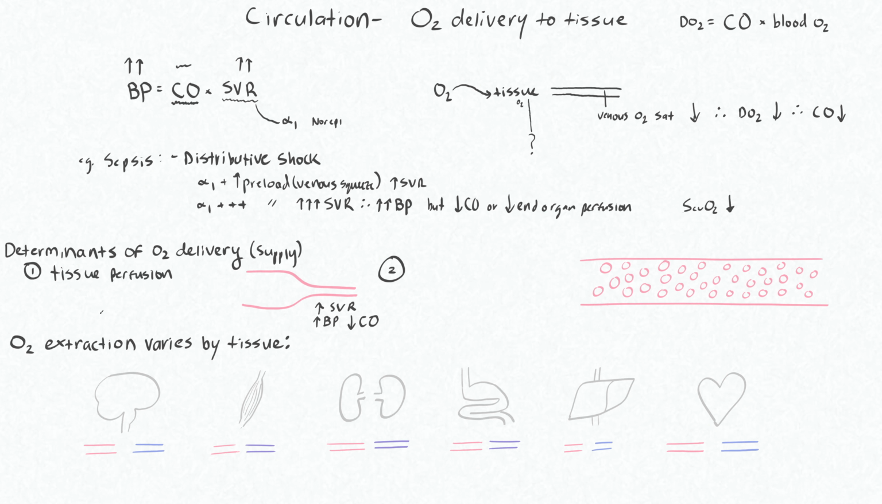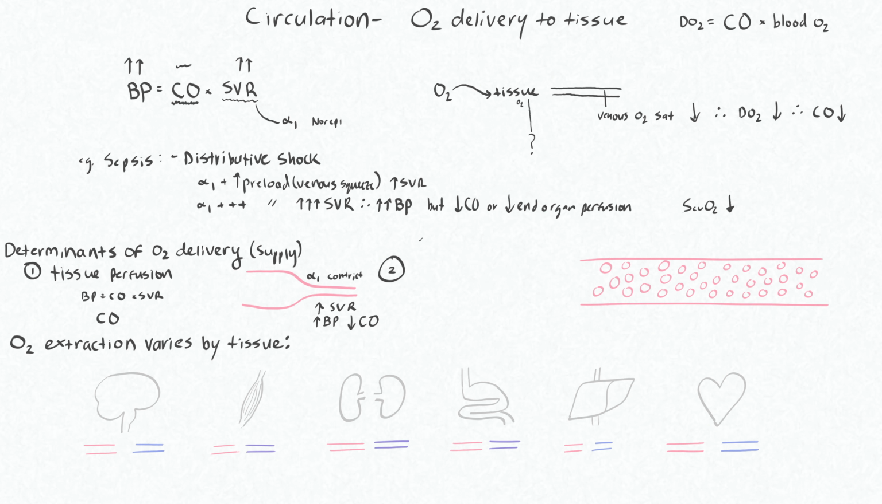As we said above, this is the cardiac output, and our blood pressure is the cardiac output times the SVR. I'll say this again for the sake of repetition: if we use an alpha-1 agonist, it may cause vasoconstriction and increase our SVR and increase our blood pressure, but actually decrease our cardiac output. So in this case, our blood pressure is essentially uncoupled from our cardiac output, and our blood pressure is not a useful monitor for tracking our tissue perfusion.